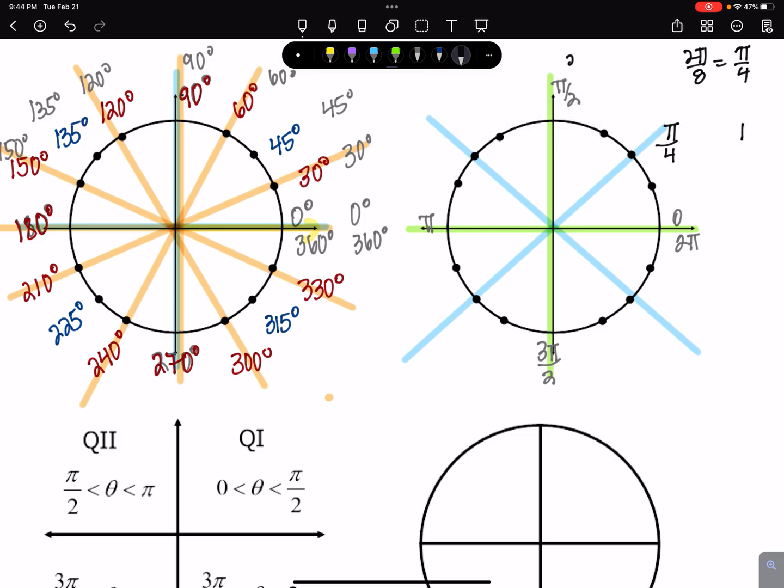And then I've got 2 pi over 4, but 2 pi over 4 reduces to pi over 2. Then I've got 3 pi over 4, and then I've got 4 pi over 4, but 4 pi over 4 is the same thing as 1 pi. Then I have 5 pi over 4, and then I have 6 pi over 4, which reduces to 3 pi over 2. And then I have 7 pi over 4, and then I have 8 pi over 4, which reduces to 2 pi.